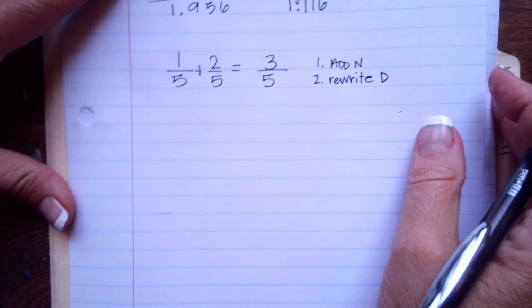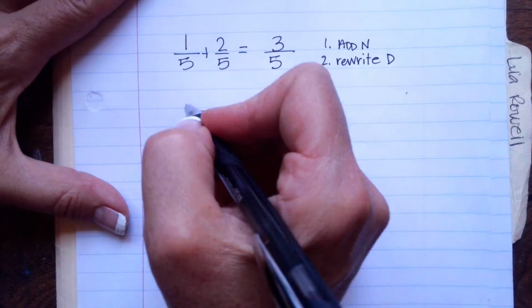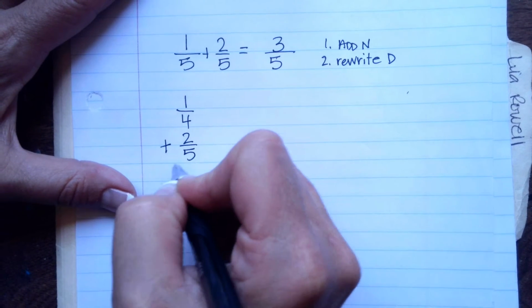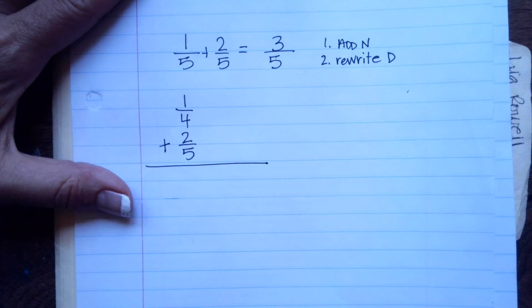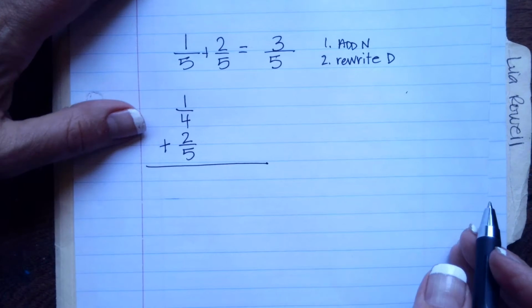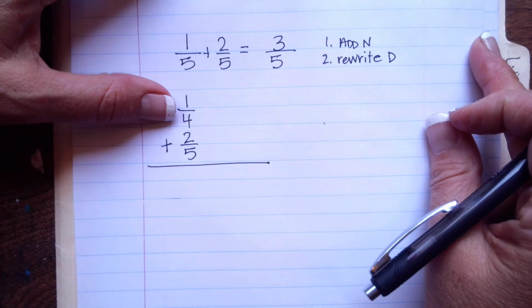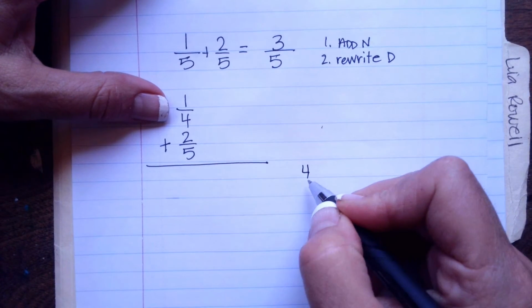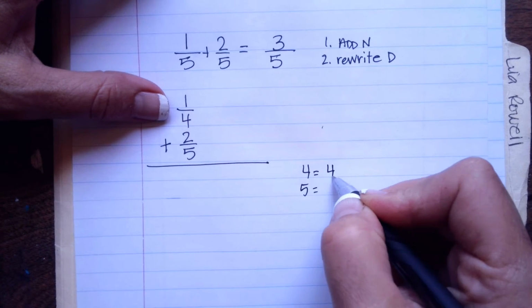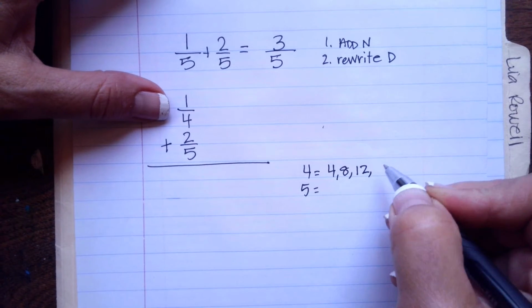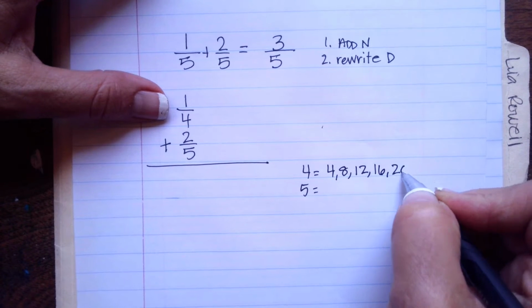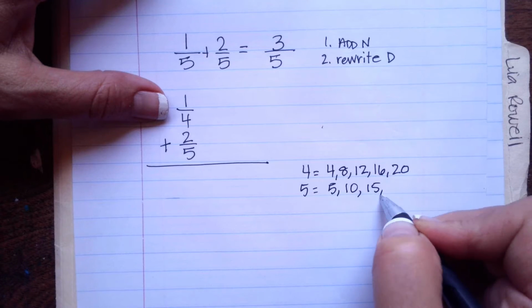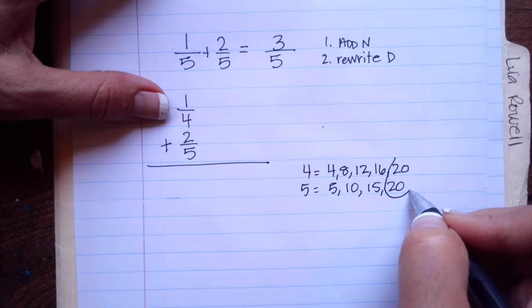If they are unlike denominators, like 1/4 plus 2/5, then we have to find a common denominator, which means we count up by 4s and we count up by 5s until we get to a common number. So I'm going to do that over here. 4, 8, 12, 16, 20, 5, 10, 15, 20. So I have my common number, 20.